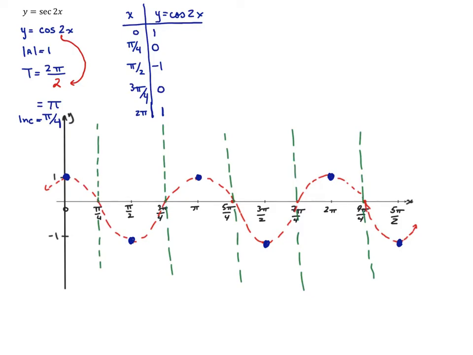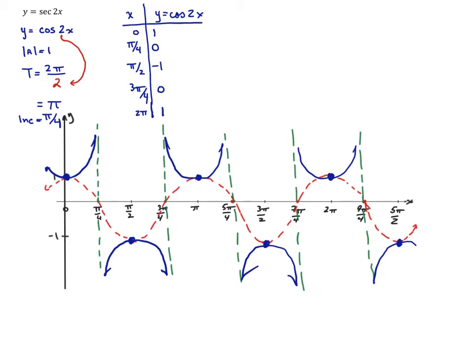So once we have our shared points, we know that we are going to approach our vertical asymptotes, and there we have our graph of y equals secant of 2x in blue.